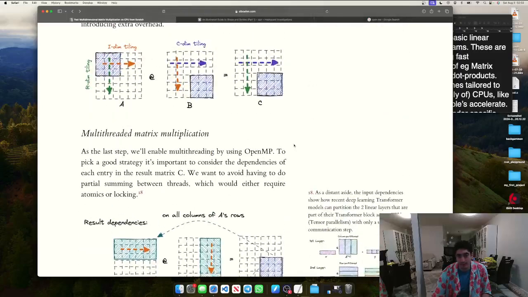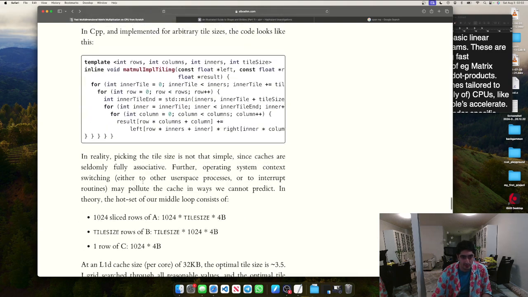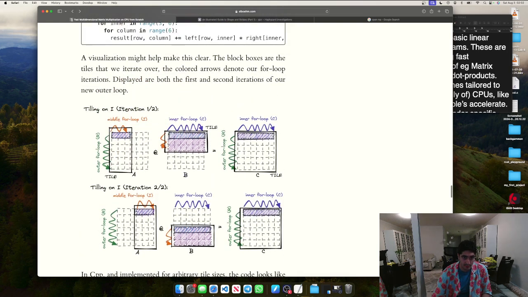Let me see if the tiling. So the tiling is our dimensional tiling. It's this way, that way. Tile size. Okay, maybe we should start here. Tiling on I iteration from middle for loop, inner for loop. Goes this way, goes down. Inner for loop goes this way and it goes down. And then middle for loop goes this way and it goes down.